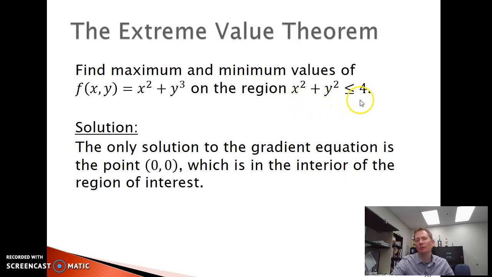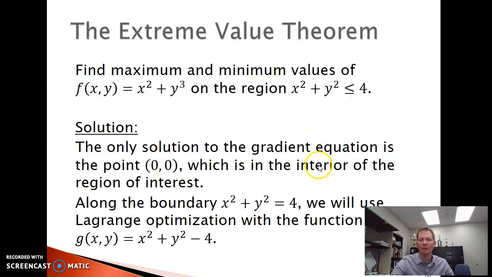X squared plus y squared equals 4 is the graph of a circle with radius 2 centered at the origin. We just found 0, 0 as a point of interest, as a critical point, as a stationary point, and 0, 0 is inside that circle, so we will keep that point going forward. Now, before we evaluate it, we're also going to take a look at our boundary function, x squared plus y squared equals 4.